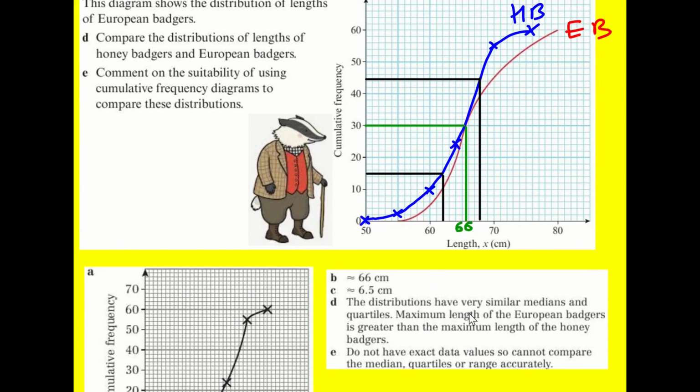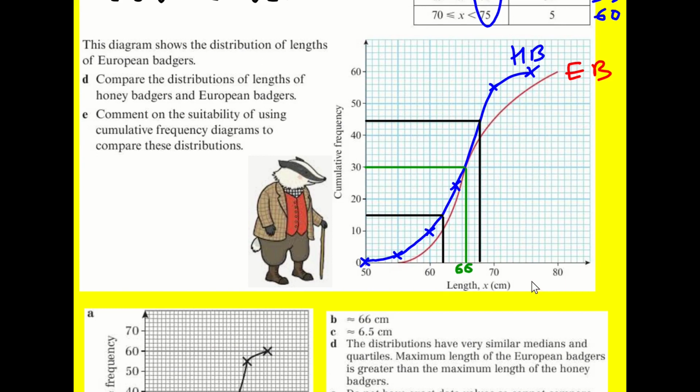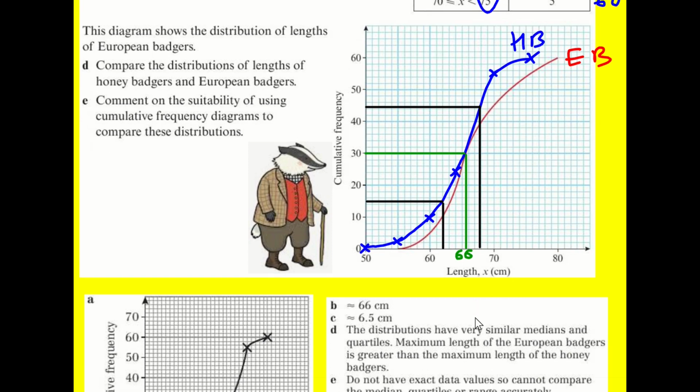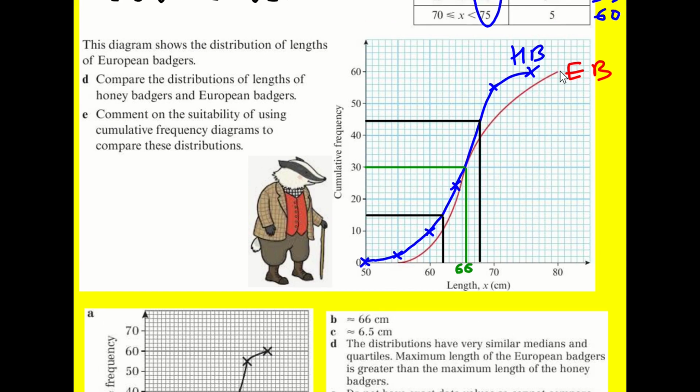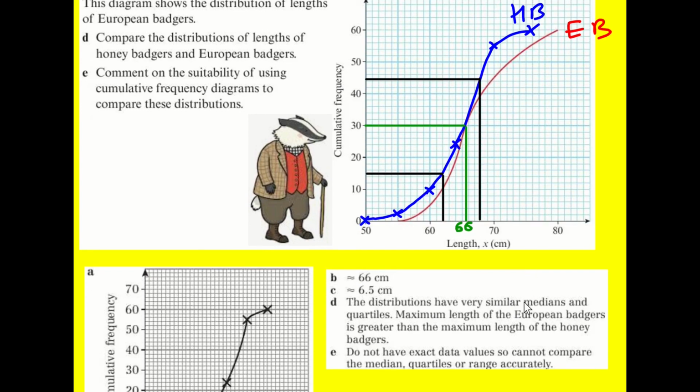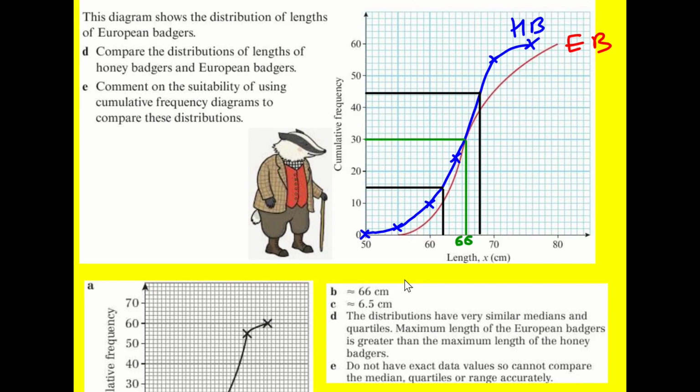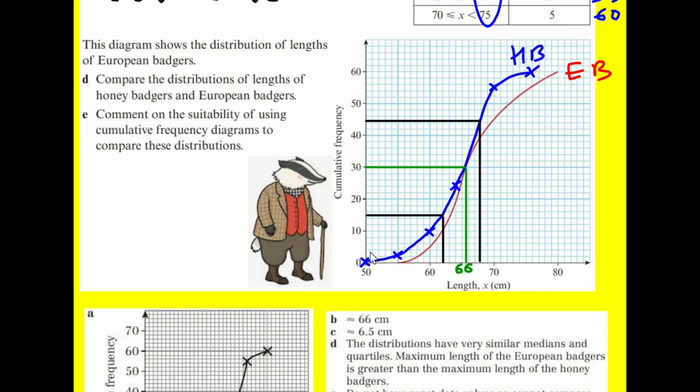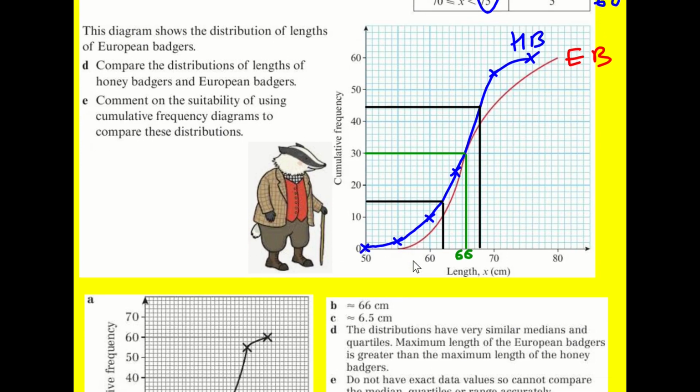And then the distributions have very similar medians. I don't think you need to do any additional calculations to show that. I mean, we can see that's the case. And they're going to also have similar quartiles if you read off. Not quite the same, but they're going to be close. And that's a useful comparison. They're going to have a similar interquartile range as a consequence. The maximum length of the European badgers is greater, as we can see. And you might say the minimum length of the honey badgers is smaller. You know, that's another thing you could write down.